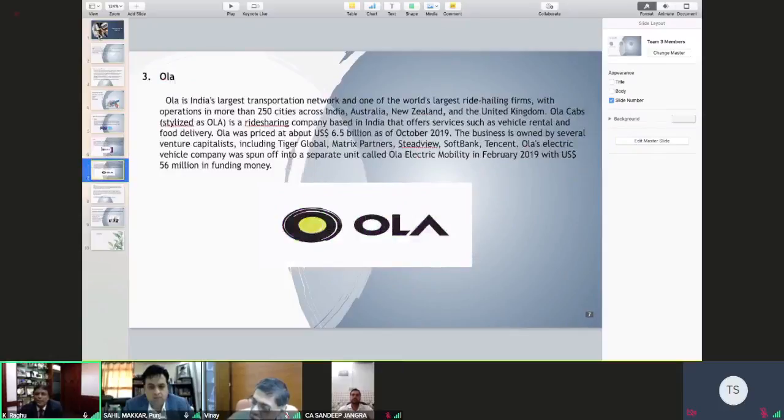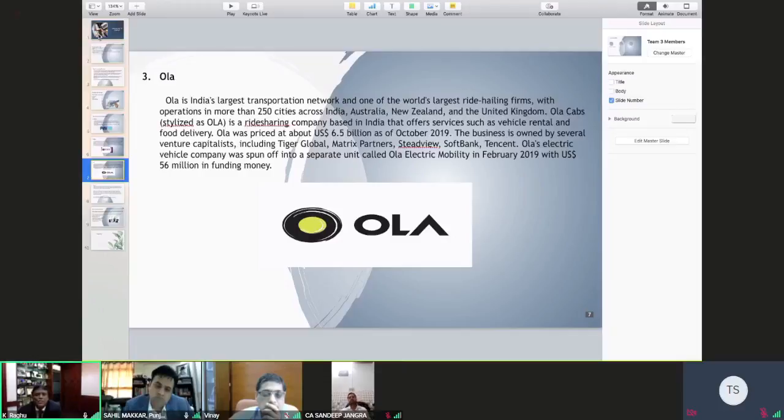Ola, again, has been a big success. Today, you have housewives pulling out their mobile phones and ordering an Ola auto or an Ola cab. Now they are coming out with Ola scooters, and they're setting up a new facility for it. The valuation of this company is also mind-blowing. It was priced at about $6.5 billion in 2019 itself. I'm sure today Ola's valuation is extremely good.